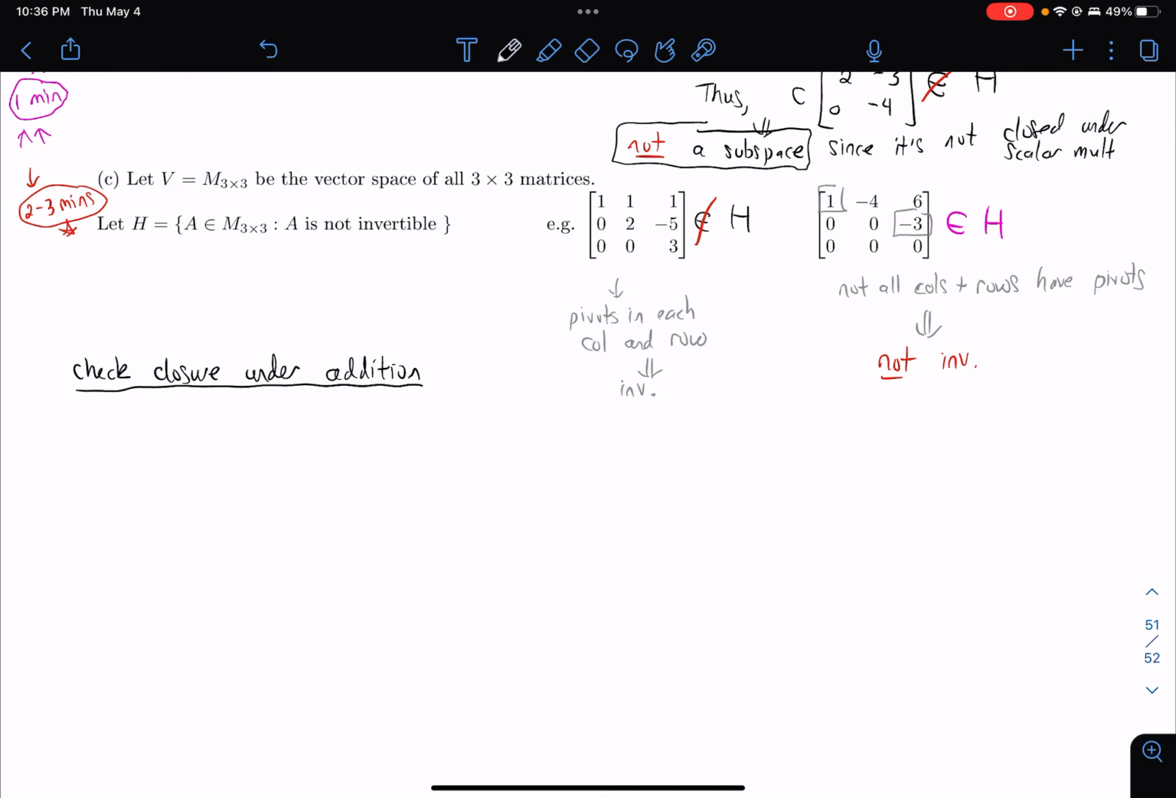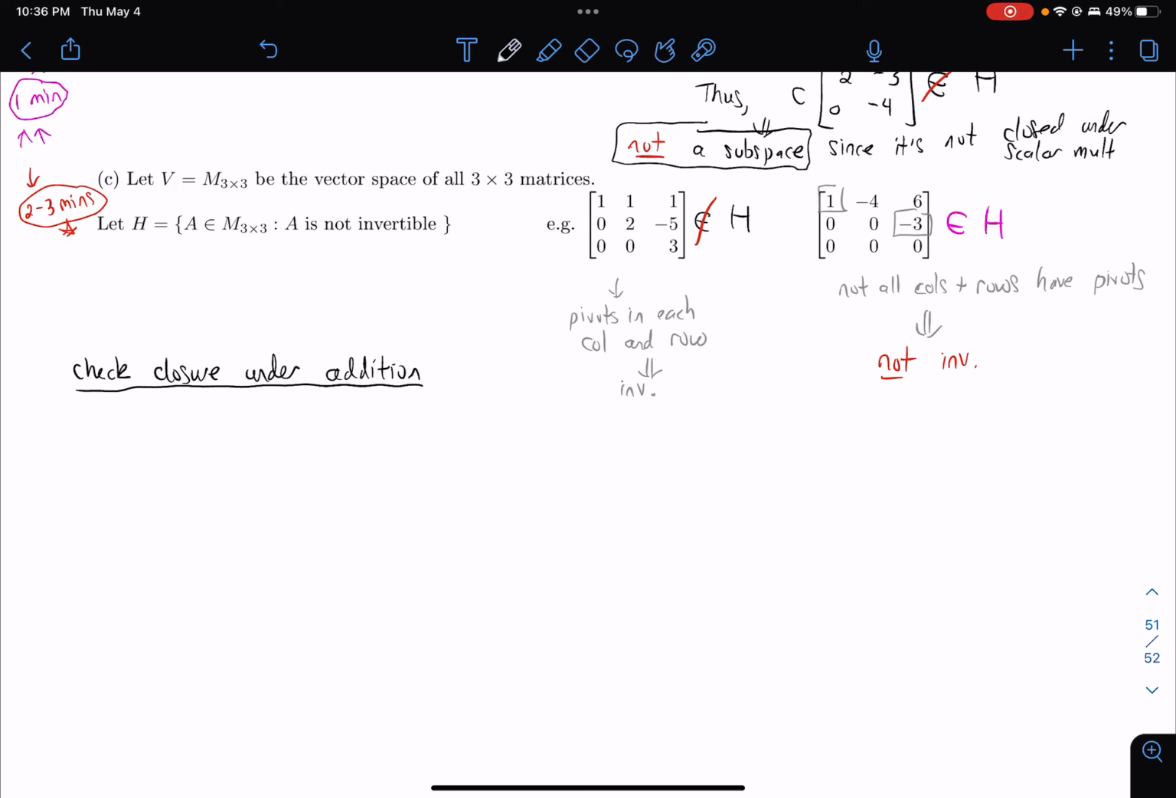I skipped talking about the 0 thing, but that's pretty quick actually. If I were to think about the 0 matrix that just has zeros everywhere, well, that would not have any pivots. And if it doesn't have any pivots, it's not invertible. And if it's not invertible, that is in H. So the 0 matrix is in H. So if it's not going to be a subspace, it's one of the other things that won't work. Let's check closure under addition.